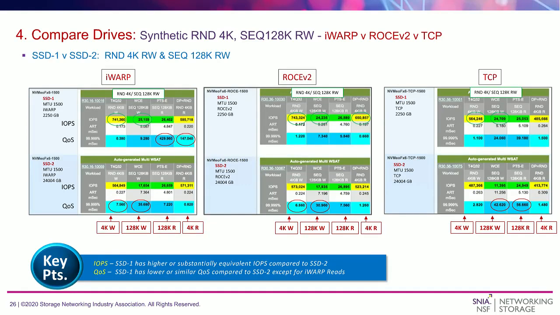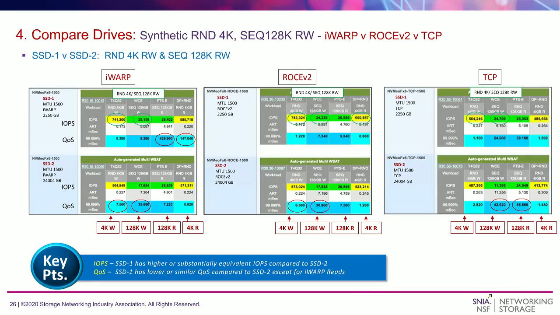Here we are looking at comparing drives. So before it was all on drive 1, which was SSD1, which was the high performance, low capacity. Now we're going to look at, well, let's compare the SSD1 high performance, low capacity with the SSD2, I'm sorry, high capacity, low performance. Okay, so again, iWARP, RoCE on the left and middle, TCP on the right.